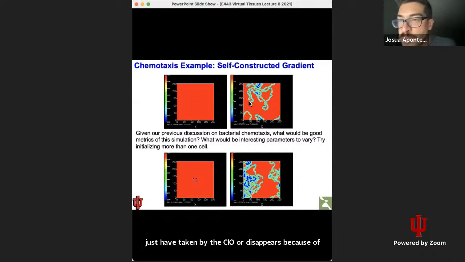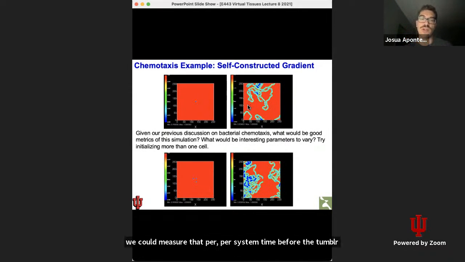And potentially we could measure that persistent time before the tumbling, which was what we were talking about in terms of cell movement. And we could explore what the parameters are that determine the length of that persistence in one direction, right? You can see the tumbling happening here, and then the persistent movement happening in this direction.